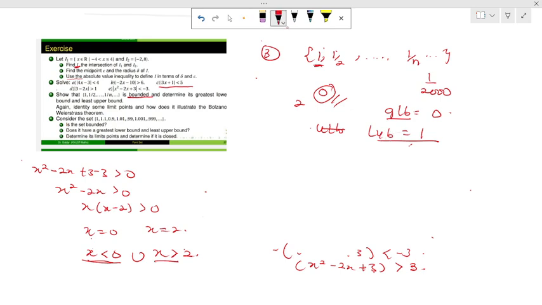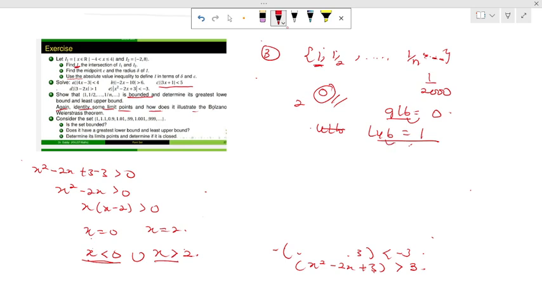That is all. Now, it's saying again to identify some limit points and show how it illustrates the Bolzano-Weierstrass theorem. As I said, the theorem says that if you have an infinite bounded set, then you should have at least one limit point. This is an infinite set, it doesn't end. And it's a bounded set because we've been able to identify the greatest lower bound and the least upper bound.